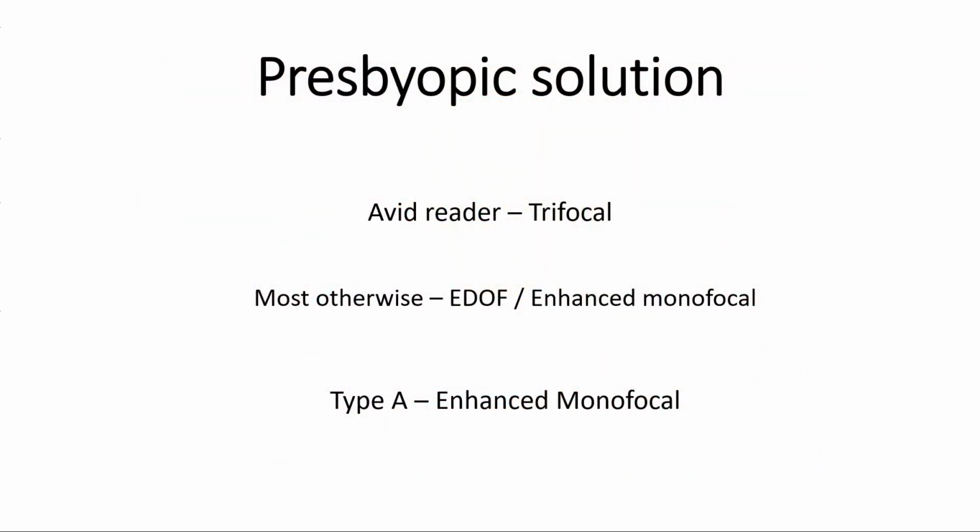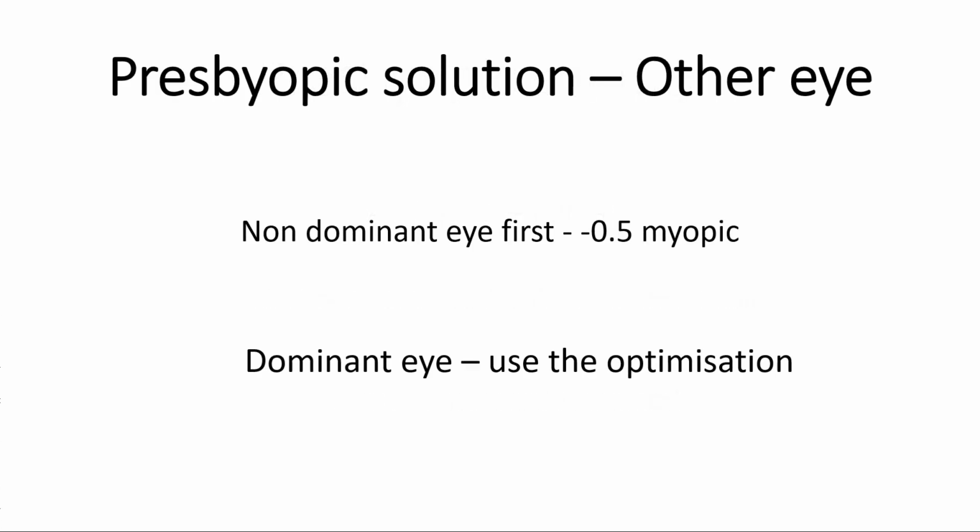Now, how do I differentiate? I don't want to go into the brands. All the technology has been spoken about. In fact, some of his slides I have to delete. Avid reader, trifocal, otherwise EDOF. Safest bet if you are starting off, enhanced monofocal would be better. How do I optimize between the two eyes? Always operate the non-dominant eye either on target or 0.5 myopic. 0.5 myopic if I'm using enhanced monofocal, and then use that optimization for the dominant eye.